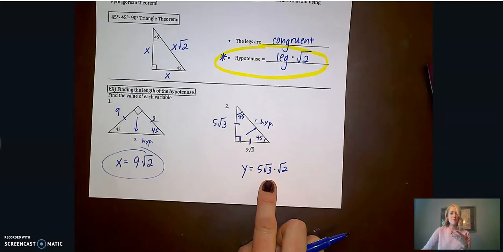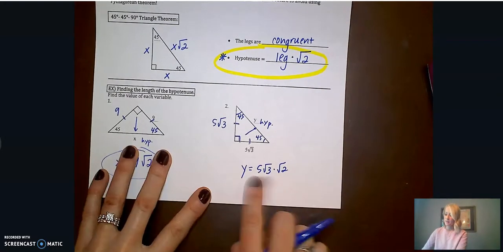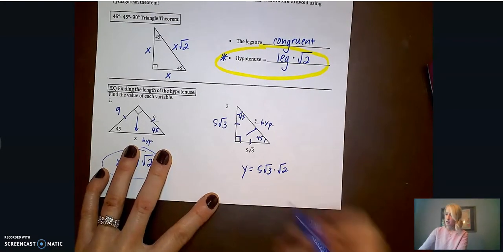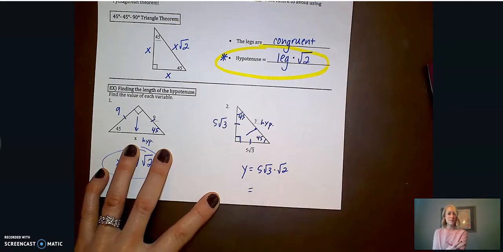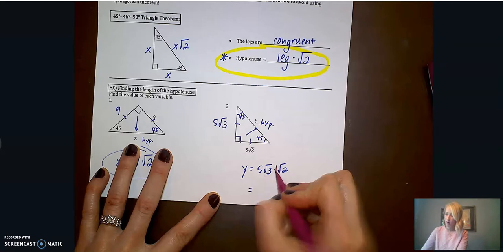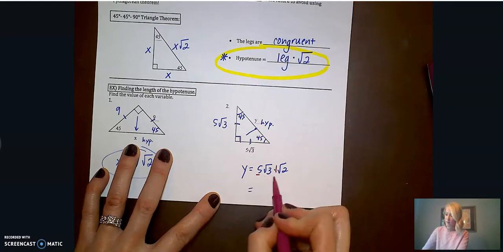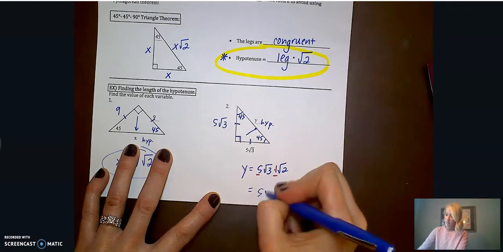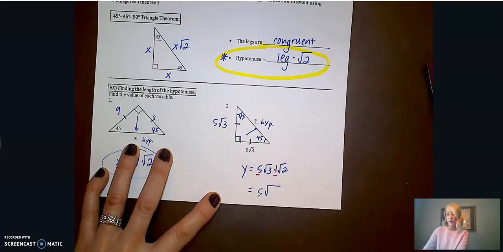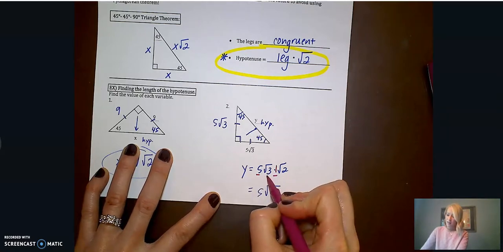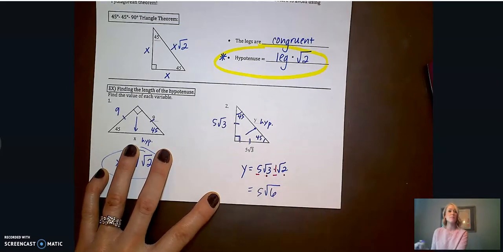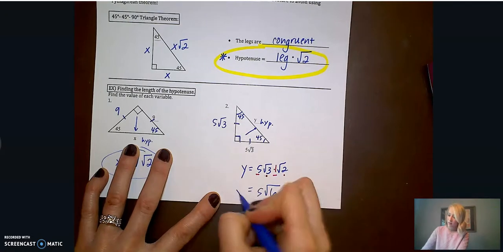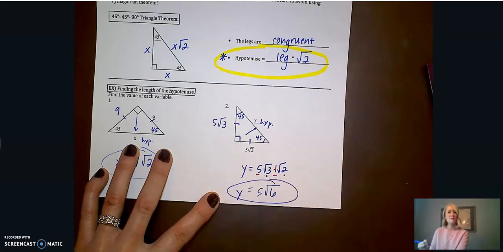Sometimes some radical stuff might come back to get you here, so you just have to remember, how do I multiply that? Well, you can multiply the numbers out front and the numbers underneath. So there's just a 1 right there, so I can do 5 times 1 to get my new number out front, which would be 5. And then I can do the numbers underneath, 3 times 2, so that would be my new number underneath, which would be 6. So the y value would just be 5 radical 6.